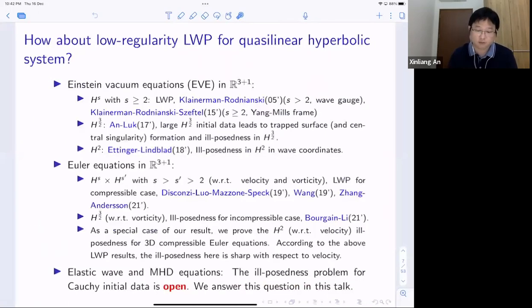Okay, so how about the quasilinear hyperbolic systems? We know that we have so many important examples in physics of such systems. The most well-studied ones may be the Einstein equations, and in particular the Einstein vacuum equations in R^(3+1).